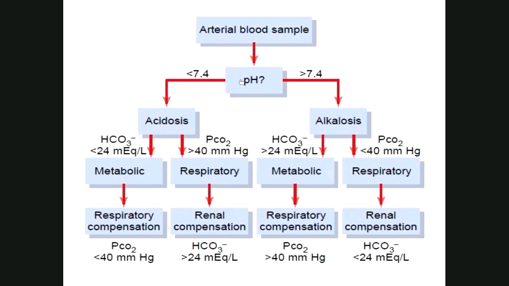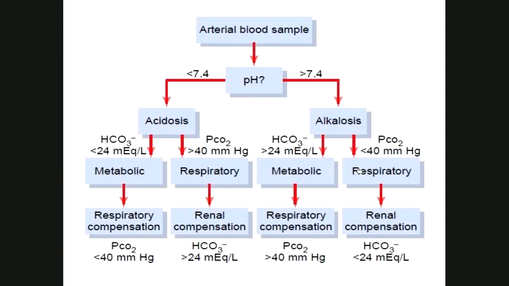So first thing, we need to look to the pH to know whether it is alkalosis or acidosis. The second thing, we look into the CO2. So if it is alkalosis and the CO2 is low, then we know it is respiratory. If it is acidosis and the CO2 is high, then we know it is respiratory. If it is alkalosis and the CO2 is normal, while the bicarbonate is high, then we know it's metabolic. If it is acidosis and the PCO2 is normal and the bicarbonate is low, then we know this is metabolic acidosis. Now, in respiratory alkalosis, the compensation will be renal, which means the kidney will lose more bicarbonate.